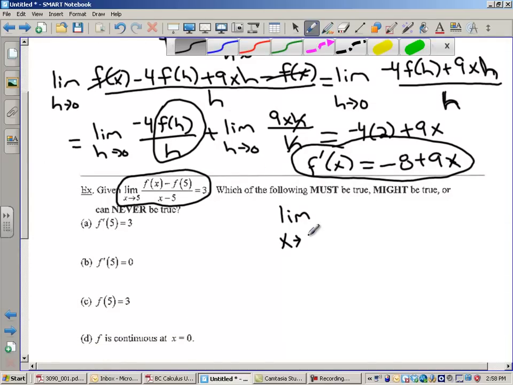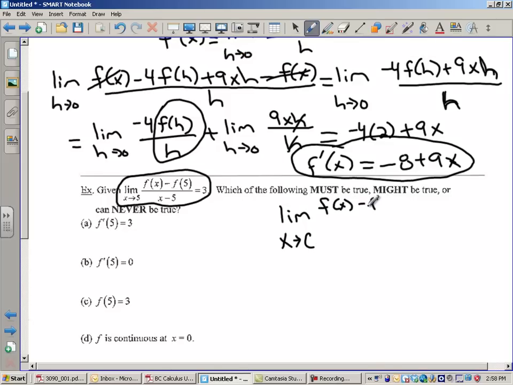So we're using the limit as x approaches c of f of x minus f of c all over x minus c. And what does this equal? This equals f prime at c. So if you get an answer to this, you know that's the derivative at c. So this is a given.